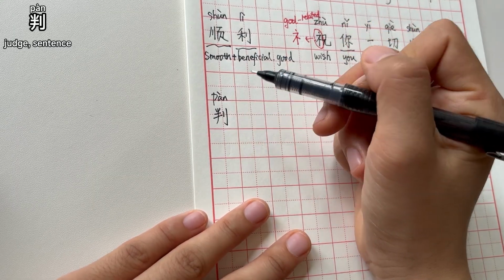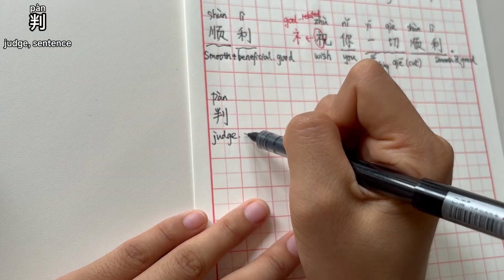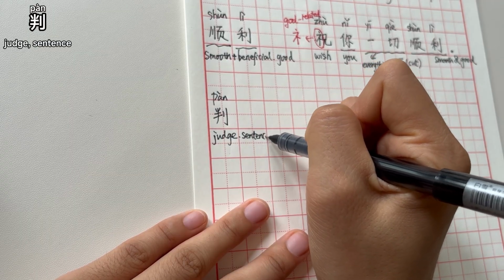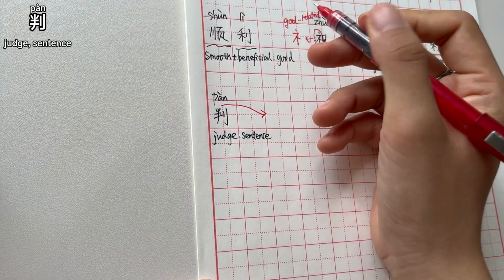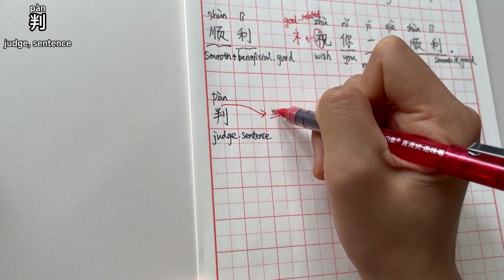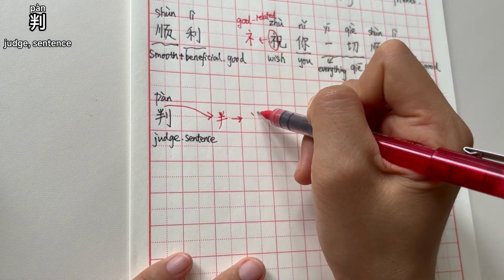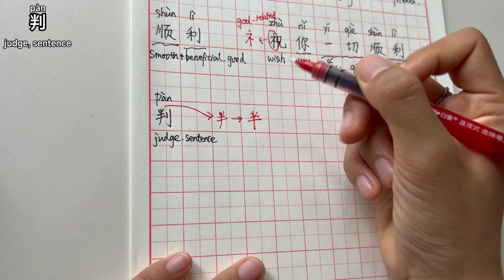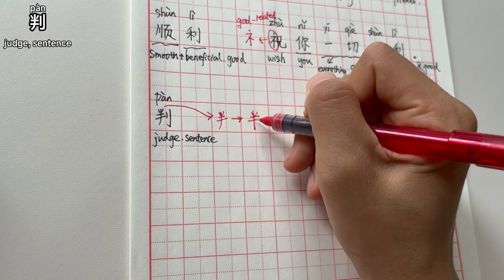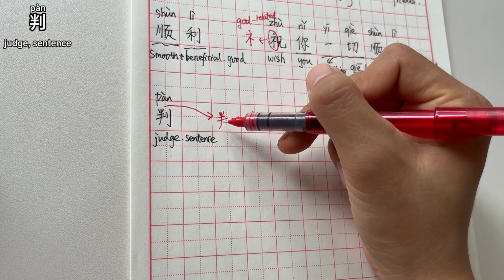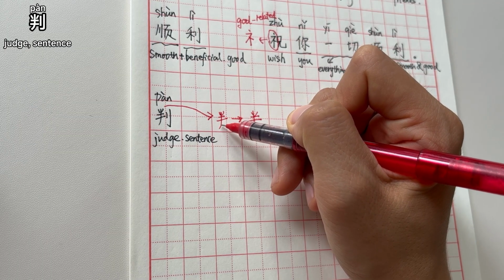判. 判 is to judge or to sentence. Okay, so on the left side of the 判, it kind of looks familiar. It's the 半. See, for the 半 character, it goes straight up from top to bottom. And as for the left part, it tilted a little bit. It becomes the left falling stroke.